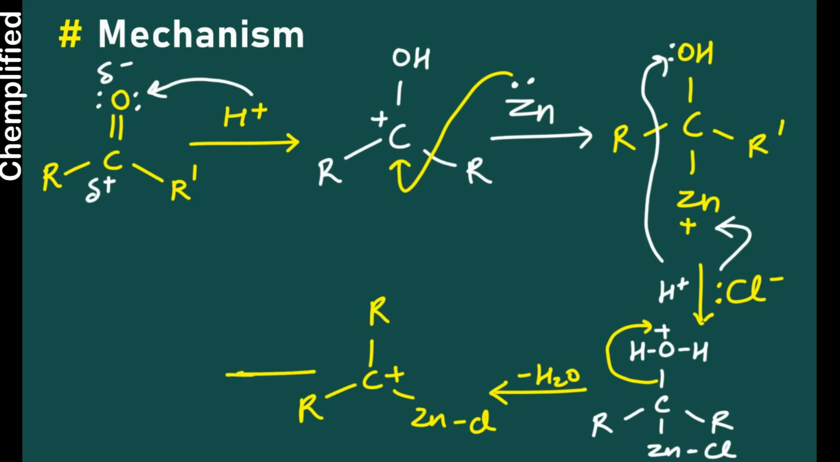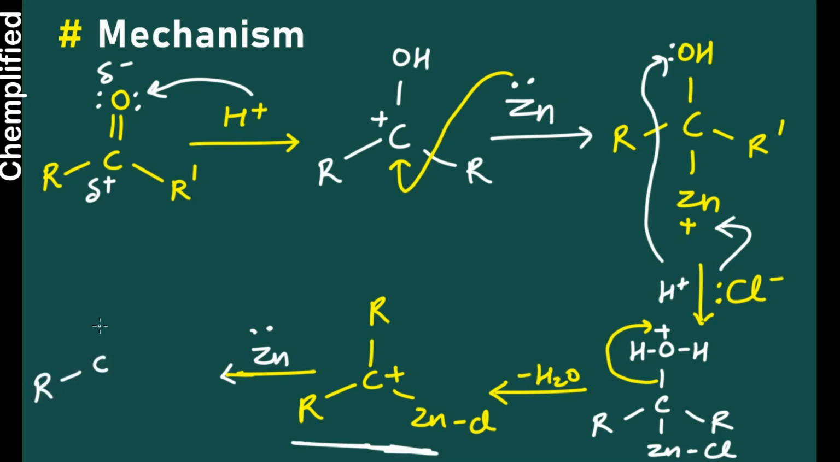Let me change the color. Now what happens in the next step? Zinc will again attack something. What is it that zinc is going to attack? I am writing this intermediate in the next step also.